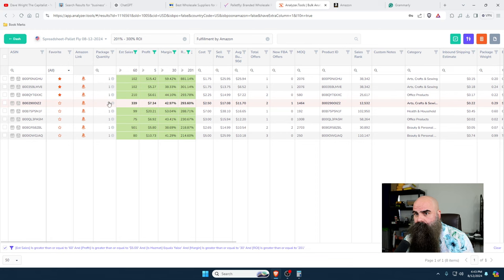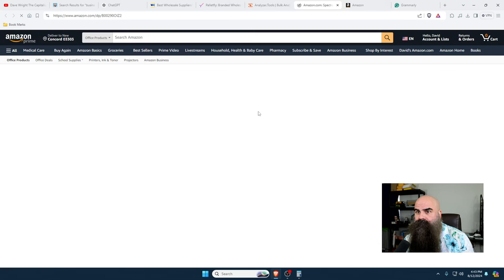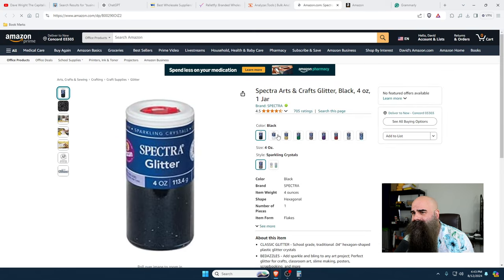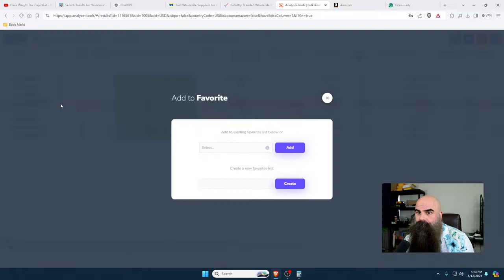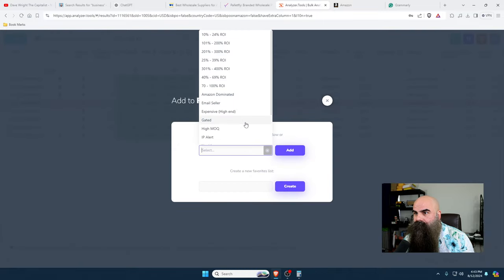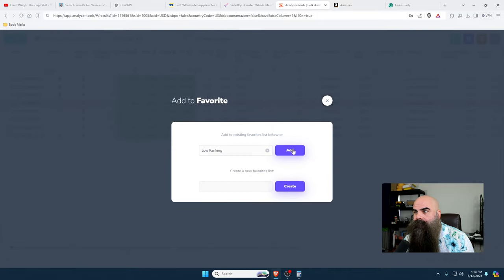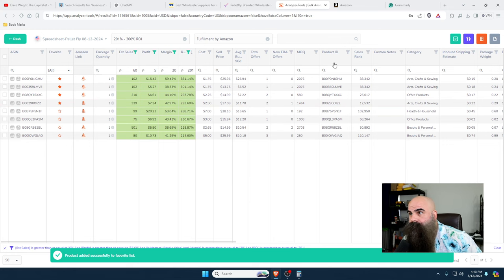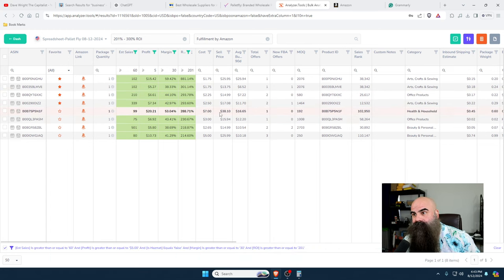This one, 1170, 1708. Okay, let's look at it. It makes 293% return. Another one. Lots of variations here. Glitter. Do I really want to deal with glitter? I don't think so. Bam. I'm going to say low ranking again, so I don't have to look at this in the future. We're down to the next one, 288. This is highly exaggerated. 38 currently, typically sold over the last 3 months at $1,665. We can get it for $7.